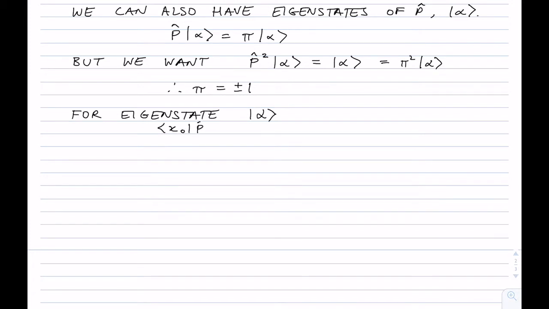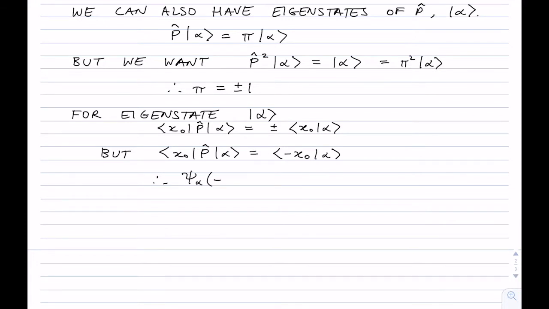For the eigenstate alpha, if we take this construction that we've made in the past, we'll say that it is equal to plus or minus ⟨x naught|alpha⟩, depending on whether pi is positive or negative. But we also know that this is what we wrote before for any wave function, and therefore we would say that the wave function of the eigenstate alpha is either symmetric or antisymmetric, depending on whether pi is +1 or -1. So that's going over a bunch of ground that we probably already know.